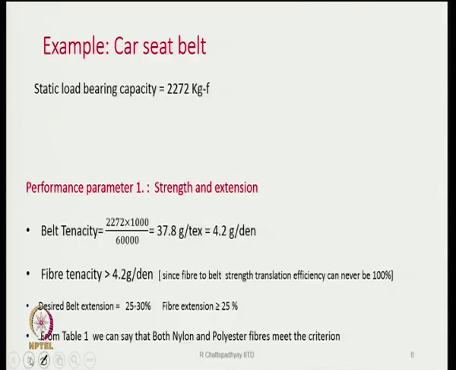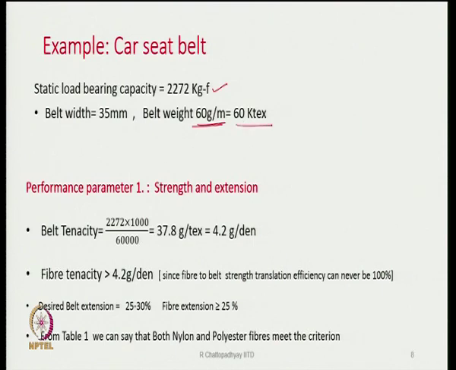Now, we take an example. Let us say we have to design a car seat belt. Static load bearing capacity is 2272 kg force, the belt width has to be 35 mm, and belt weight is 60 g/m, which is 60 kilotex. Now, the other criteria is that belt extension should be 25 to 30%.